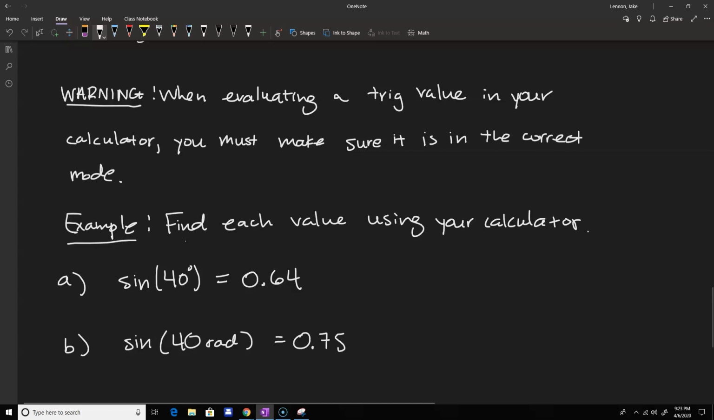So that's it for this lecture. We will talk soon about how we can use these trigonometric ratios and the values given by our calculator to solve for unknowns in right triangles.